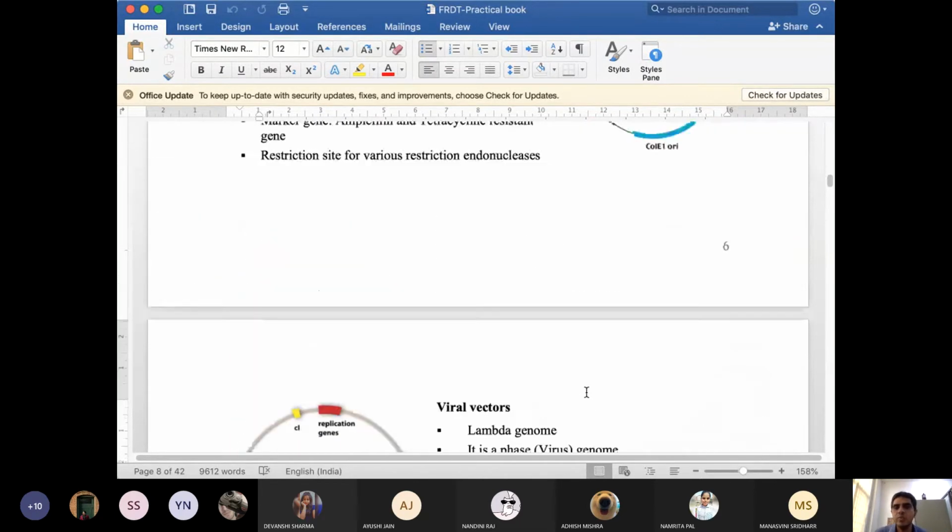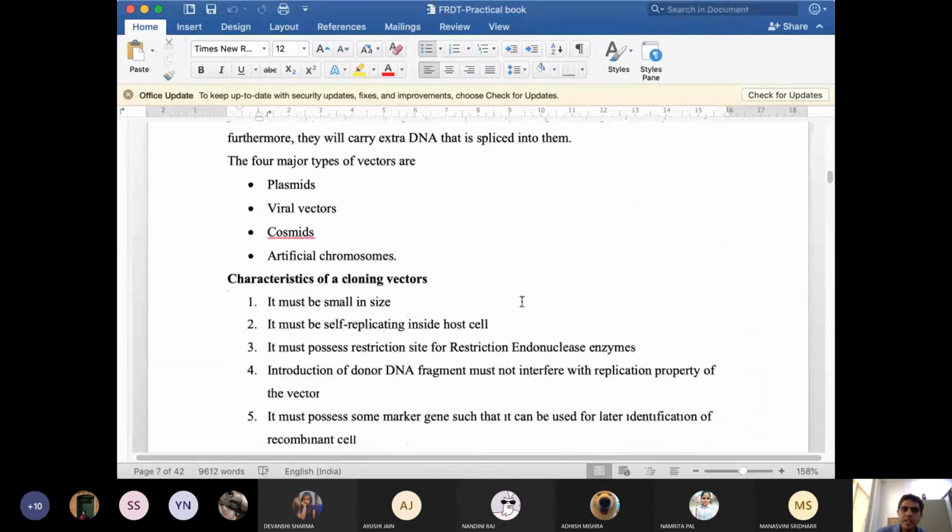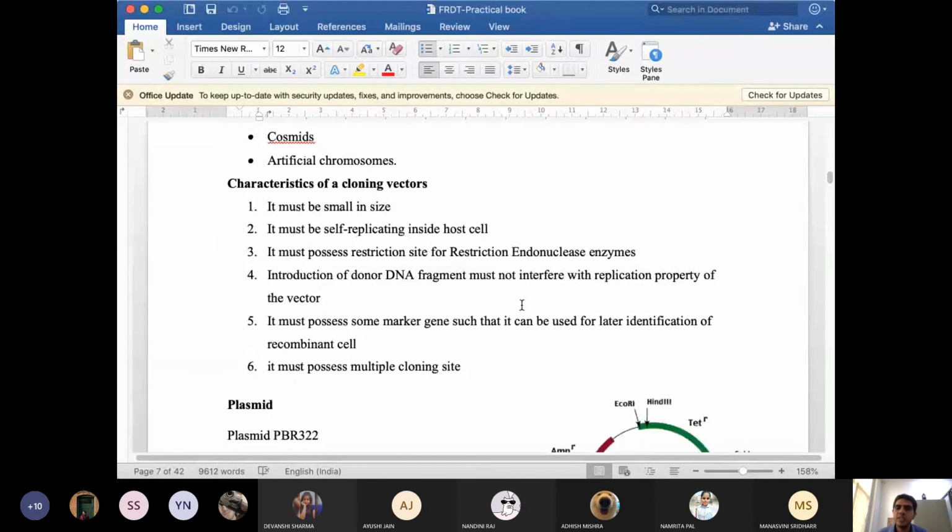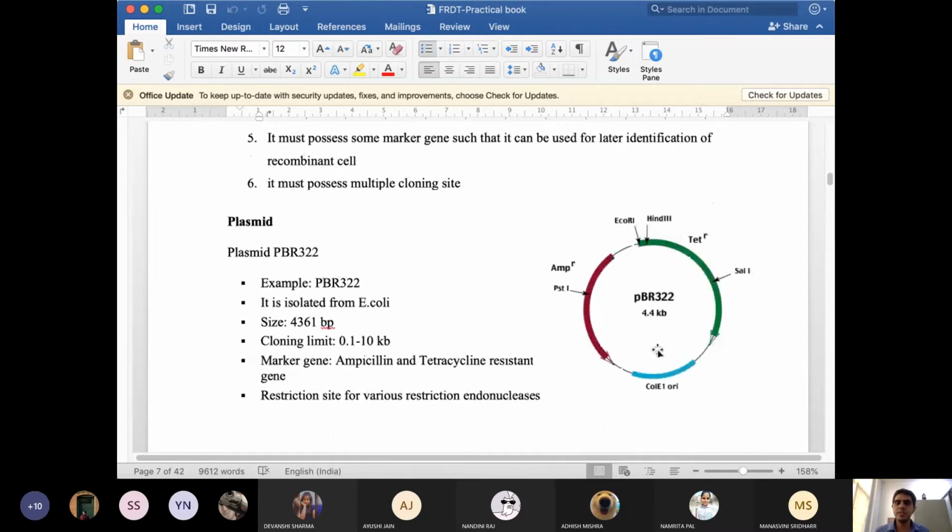I just gave you a quick glimpse of the vector and the construction of a vector. So how do we construct a vector? If I give you an assignment, and I say I need a vector in which, if pBR322 does not have a BamHI site, how are we going to insert a BamHI site? We need a BamHI site. Or if I give you another requirement, I want to decrease the size of pBR322. What can I do?